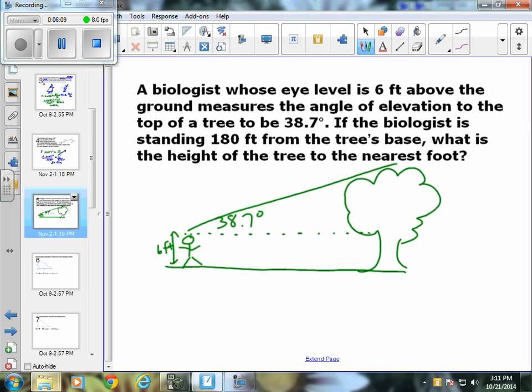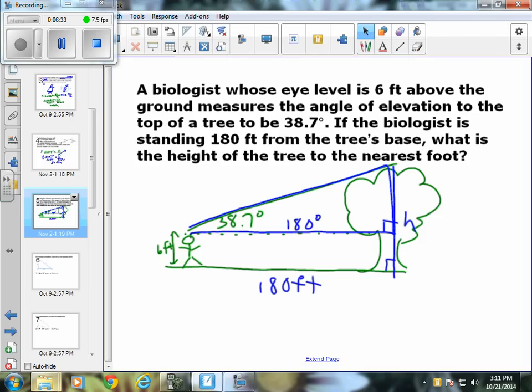Now he is standing 180 feet away. And the question is, what is the height of the tree to the nearest foot? So we're looking for H. Okay, now when you think about the situation you still have a right triangle. His sight line, still a right angle there, is still going to be 180 feet. So I can go ahead and use that triangle on top, from his eye level, so this blue one, and calculate that part of the height. So I'm going to do that first.